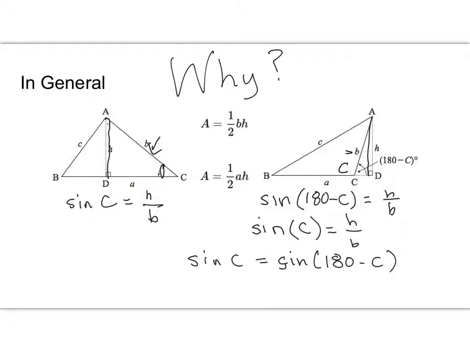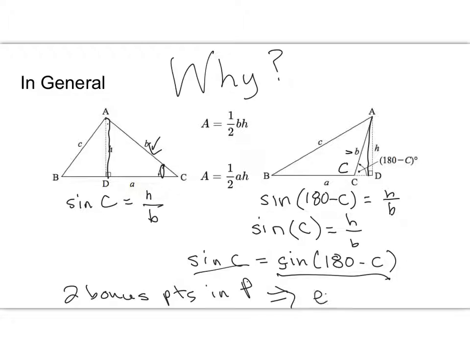If you wanted to earn 2 bonus points in the P competency, figure out why the sine of C is equal to the sine of 180 minus C, and email me a detailed answer about why. If you're right and your answer makes sense, then I'll give you 2 bonus points in an existing P competency.